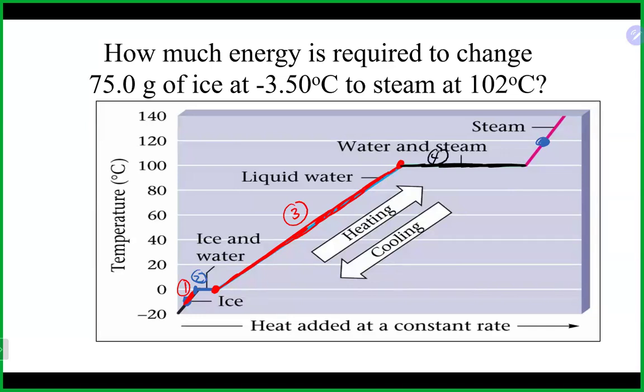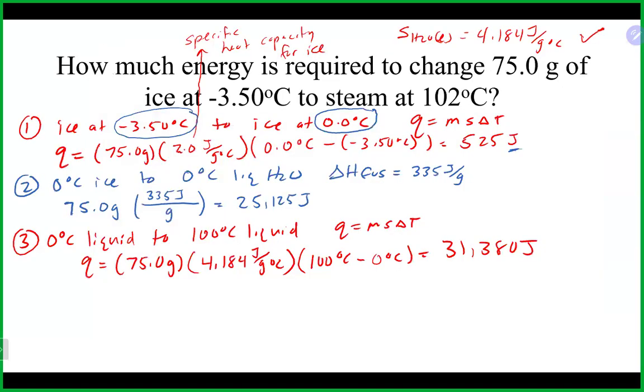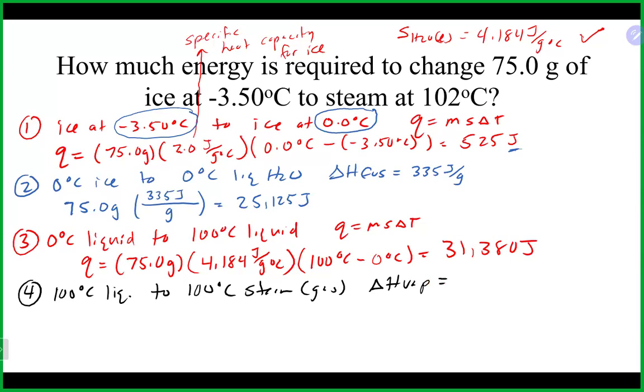And that's going to be our heat of vaporization that's going to allow us to do that. That's the energy to do that transition of going from liquid to gas. So looking at number 4 here, we're going to go from 100 degrees liquid water to 100 degrees steam, which is gas. And that is the delta H of vaporization. And again, specifically for water, that is 2260 joules per gram.